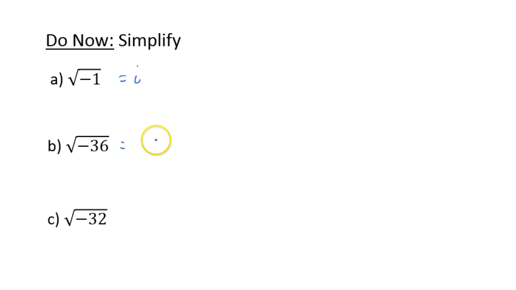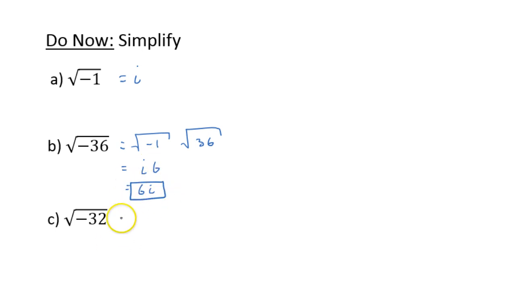If we use our product property, we can break this down into the square root of -1 times the square root of 36, which in turn just gives us i times 6, or in standard form, 6i.